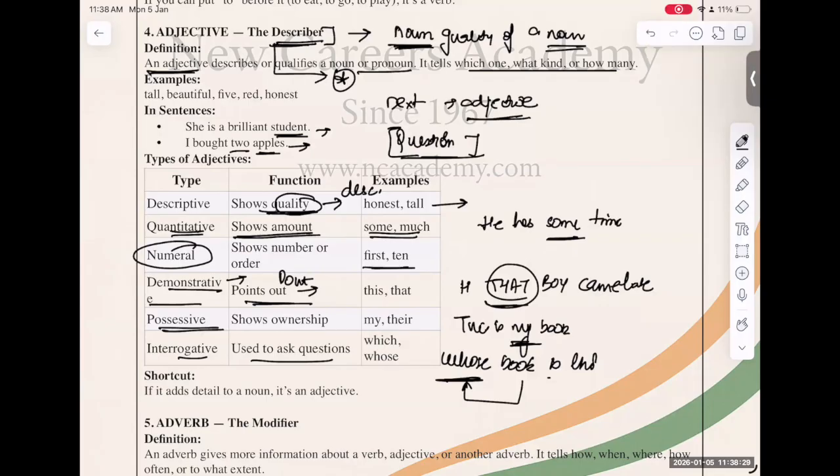Material. What is a pronoun? I, you. I haven't taught that yet. That is a pronoun. He, she. These are pronouns. Now, anything which describes the quality of a noun is called an adjective. He's a tall boy. Tall, qualitative. Type of adjective: descriptive. He had two apples. Numeral. Whose book is this? Interrogative adjective.